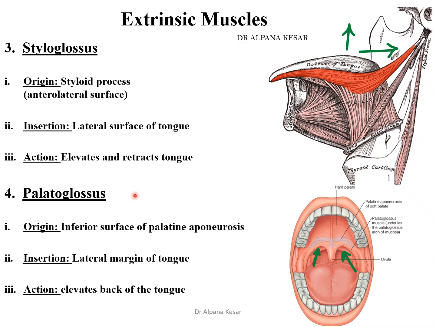Palatoglossus takes origin from the inferior surface of the palatine aponeurosis and gets inserted on the lateral surface of the tongue. It helps to elevate the back of the tongue upwards, which will help to close the oral cavity from the oropharynx.